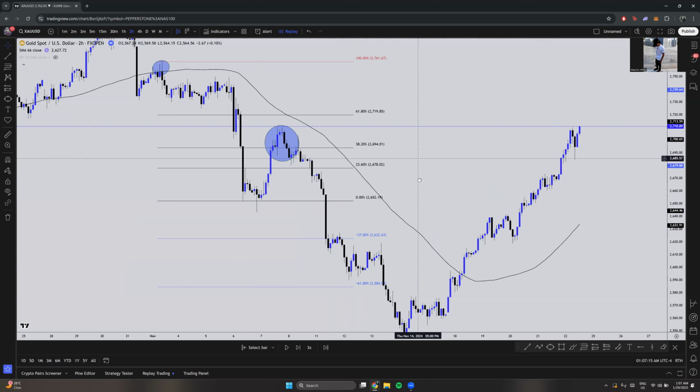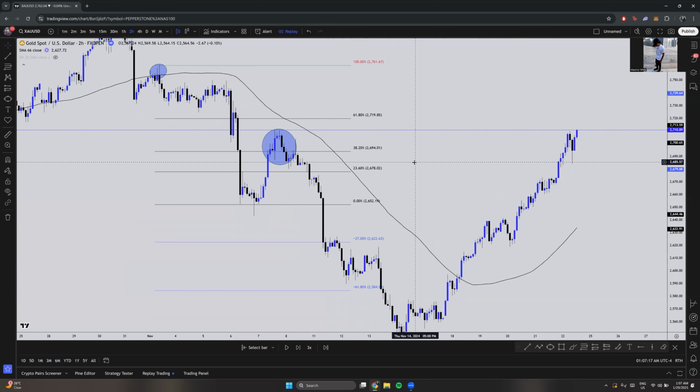Okay, so I hope this video helps you guys understand how to use the Fibonacci tool, how to set take profits, set targets, and also how to use it as a stop loss option.